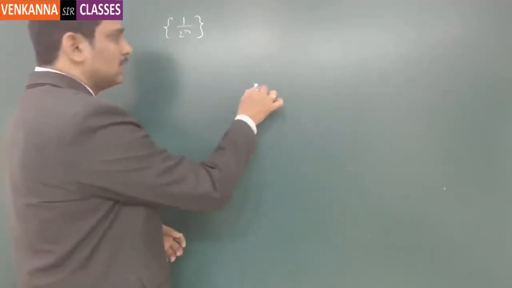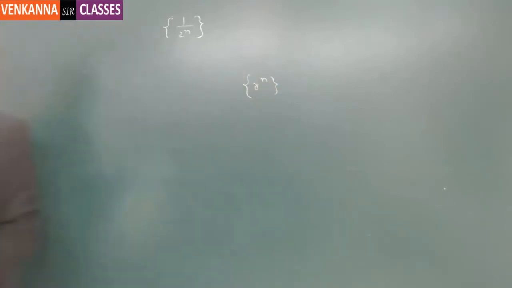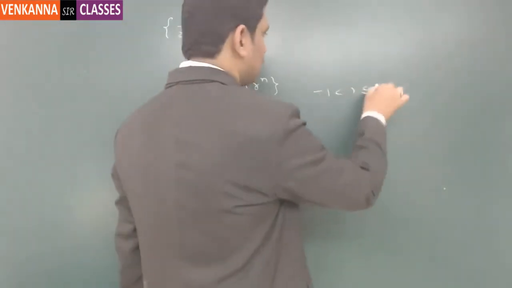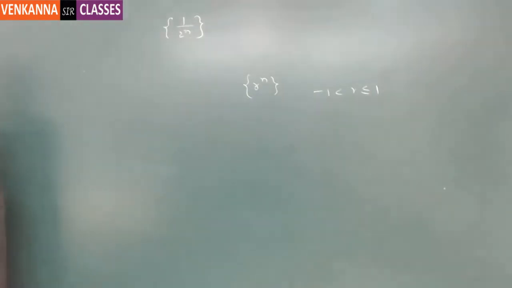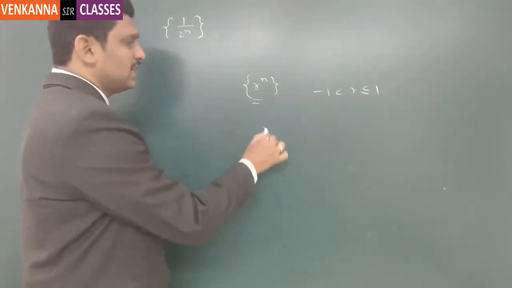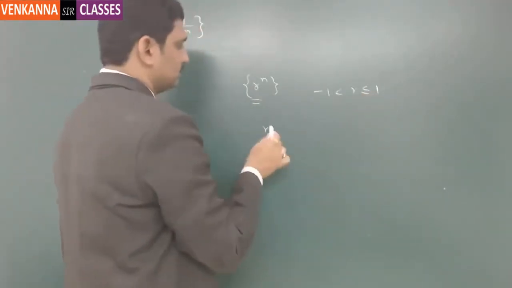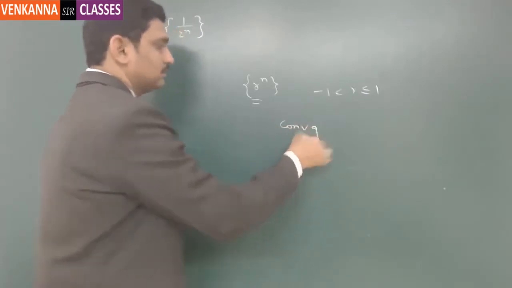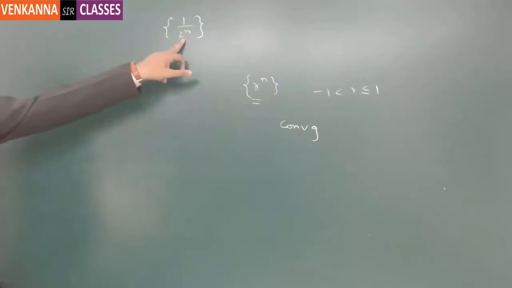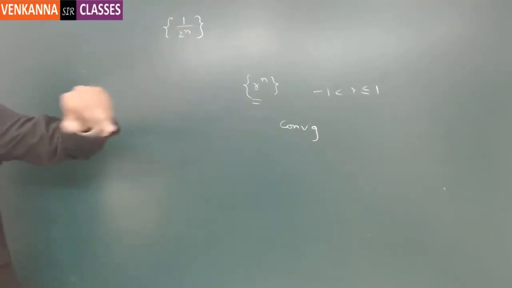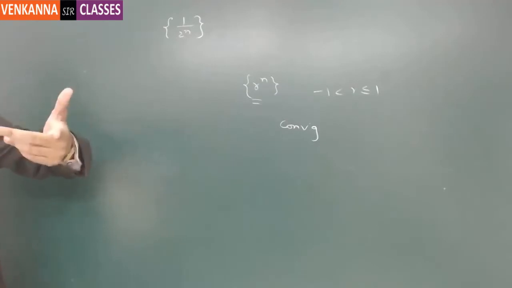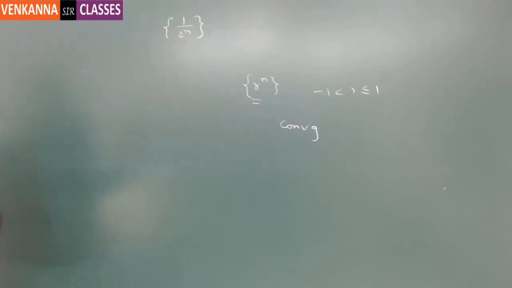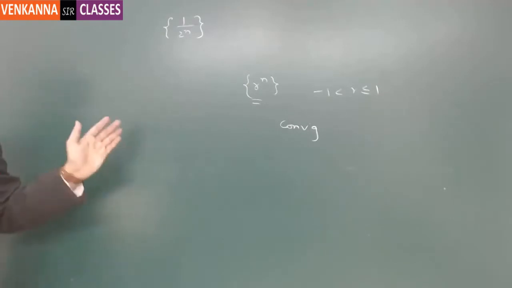Can you recollect the concept of the sequence r power n, where -1 less than r less than or equal to 1? We have solved a problem. In that we proved that r power n is convergent in this case. In other words, it is just like the geometric progression, right? So it is convergent. We know that it is a convergent sequence, right? So now I am proving it is a Cauchy sequence.